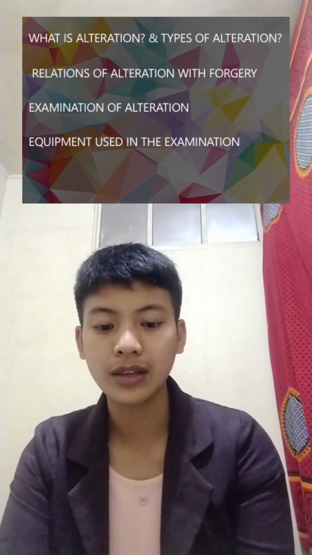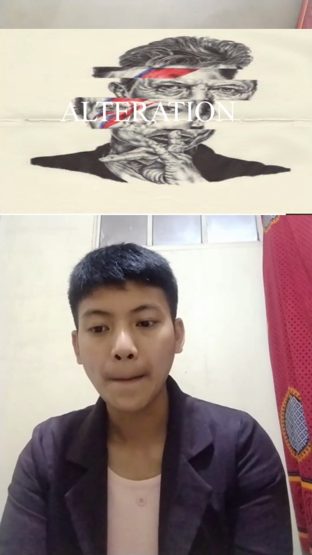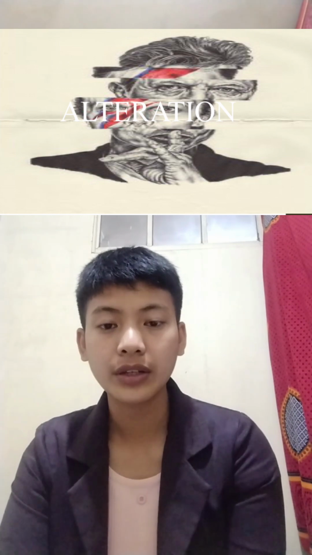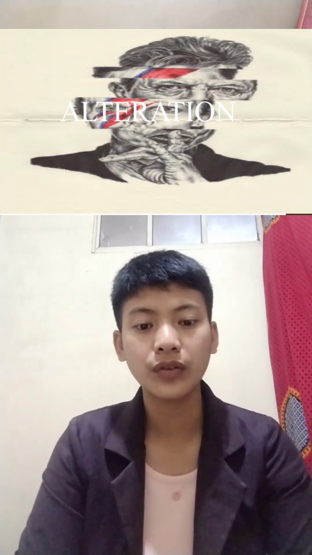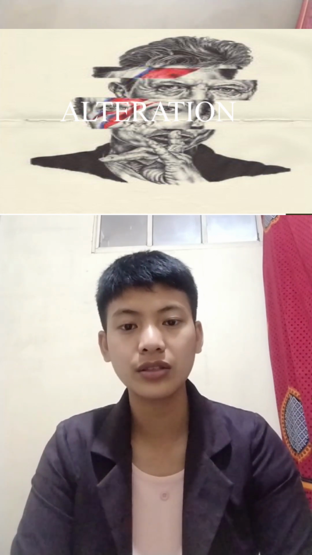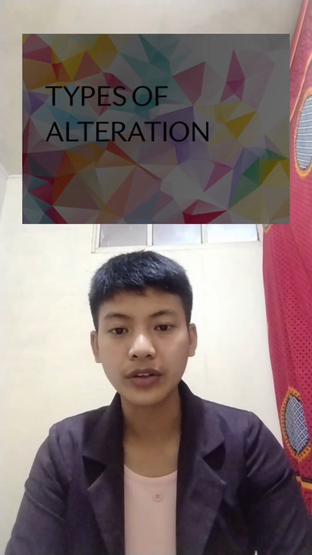So first, what is alteration? Alteration is a change, usually a slight change in the appearance, character, or structure of something or in the document. It can also take the form of erasures and replacement and or insertion of materials into a document, or in short, any changes in the document. So let's go to the types of alteration.